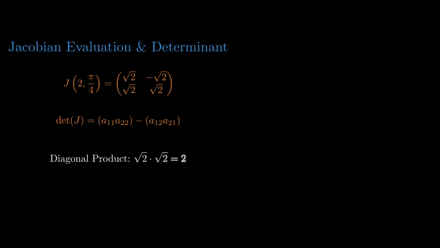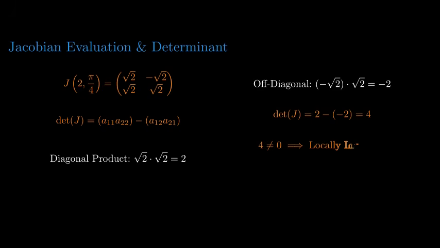The main diagonal product is the square root of 2 multiplied by the square root of 2, which equals 2. The off-diagonal product is negative the square root of 2 multiplied by the square root of 2, which equals negative 2. Subtracting negative 2 from 2 gives us 2 minus negative 2, which equals 4. Because the determinant of the Jacobian matrix is 4, which is not equal to 0, the inverse function theorem guarantees that we can locally invert this transformation, allowing us to express r and theta in terms of Cartesian coordinates x and y near that point.